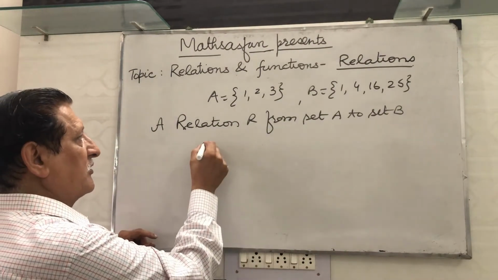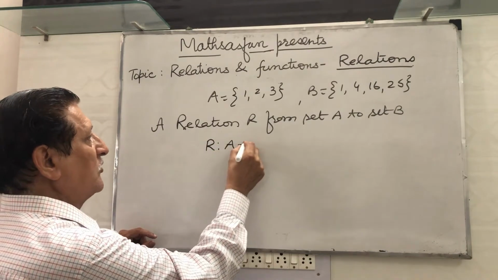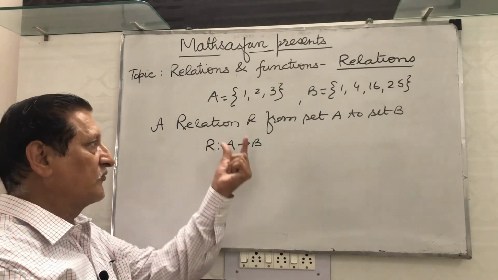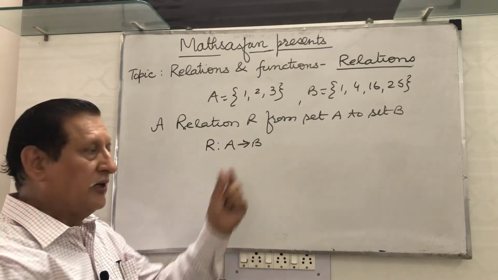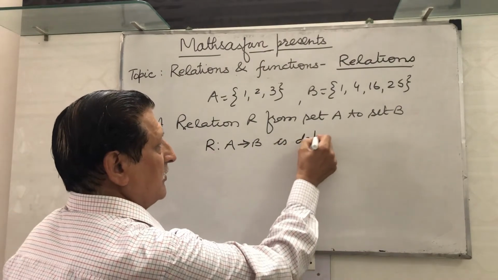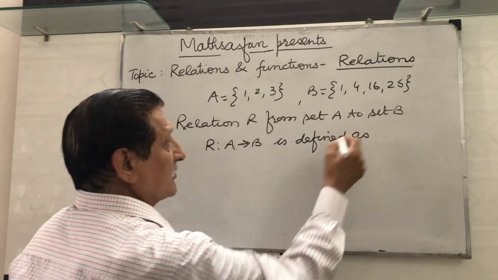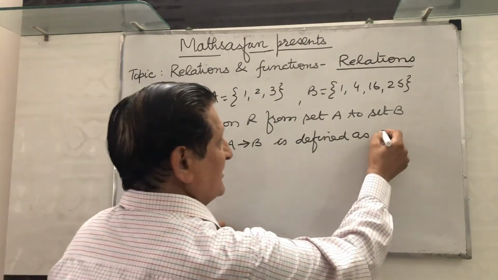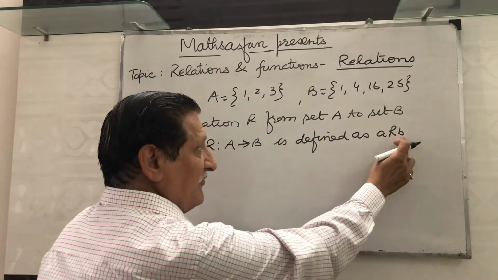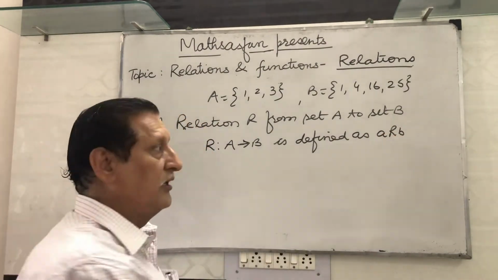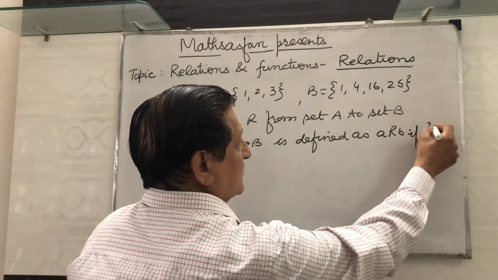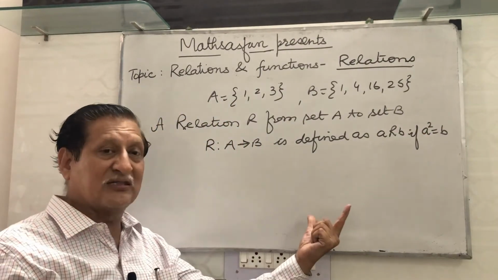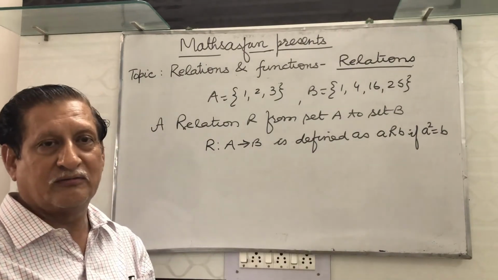Mathematically we can represent this as R from A to B. We represent it like this, but we read it as R is a relation from set A to set B, is defined as, and the condition for that particular relation will be written here. Suppose we say A R B, it means A is having the relation R with B if A square is equal to B. If B is the square of A, then it is related to it.